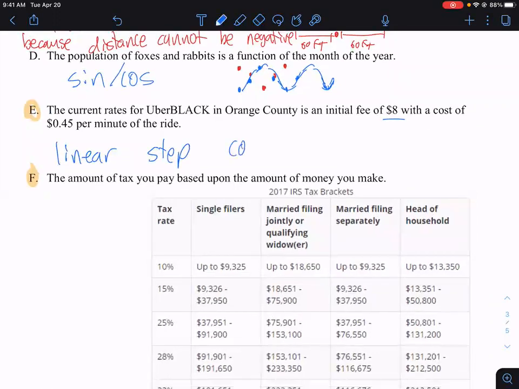And again, you've got a constant rate of change. Right, so whether it's the first minute or the third minute or the 10th minute, every minute is costing the same amount.